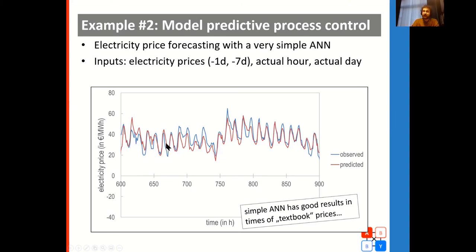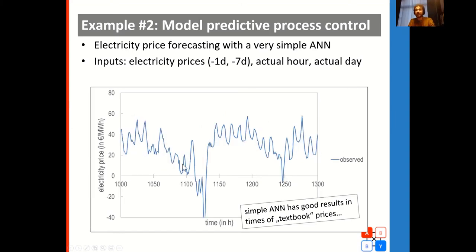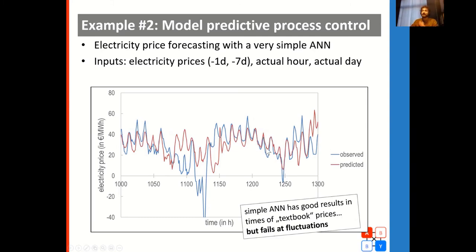But if we have a look at other weeks, like for example this one, where we had a very high infeed of renewable electricity sources, which led to negative electricity prices in some hours, we see that the network really fails in explaining or predicting those hours. That's basically because it has no clue about the real determinants of such hours and of such prices. But what you could do now is to give the network a few more information, meaning you give it more inputs. And that's what we did.